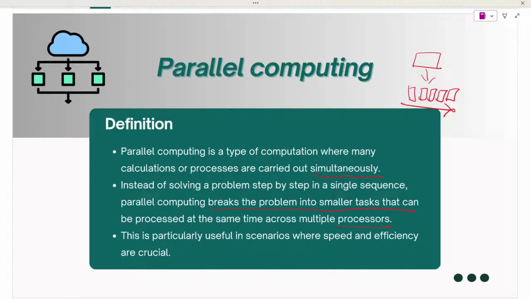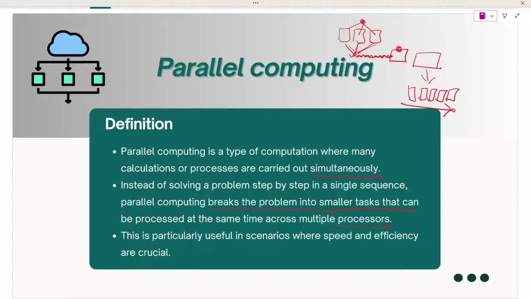So instead of solving the problem one by one, parallel computing takes all the tasks in a parallel way and completes the given task, where the single task is distributed among multiple processors and they are executed in parallel to achieve the goal. This is particularly useful in scenarios where speed and efficiency are crucial, such as scientific research, real-time data processing, and advanced gaming. So let us take a real-world example.